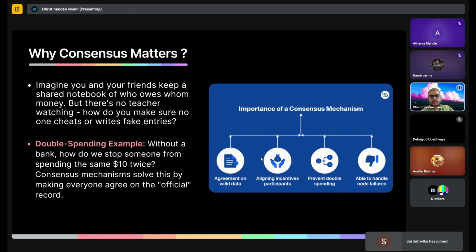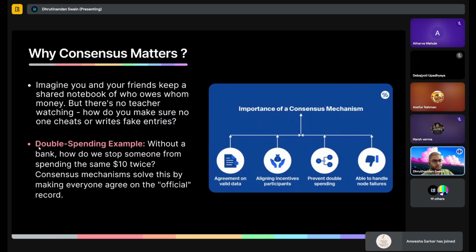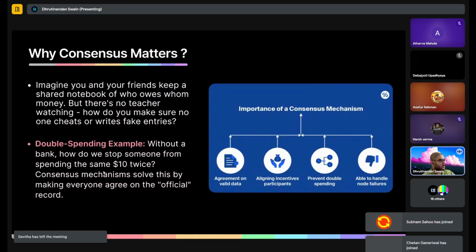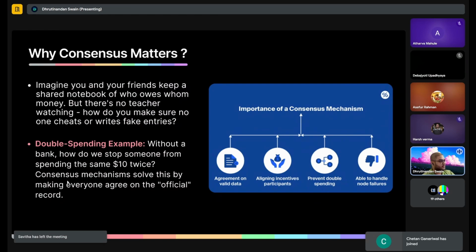Next is, why does it matter? Why do we need it? Let's understand the need for it through an example. We will consider the double spending example, which is a very common example used to know why consensus is required and why it matters. Without a bank, how do you stop someone from spending the same $10 twice? A consensus mechanism solves this by making everyone agree on the official record.